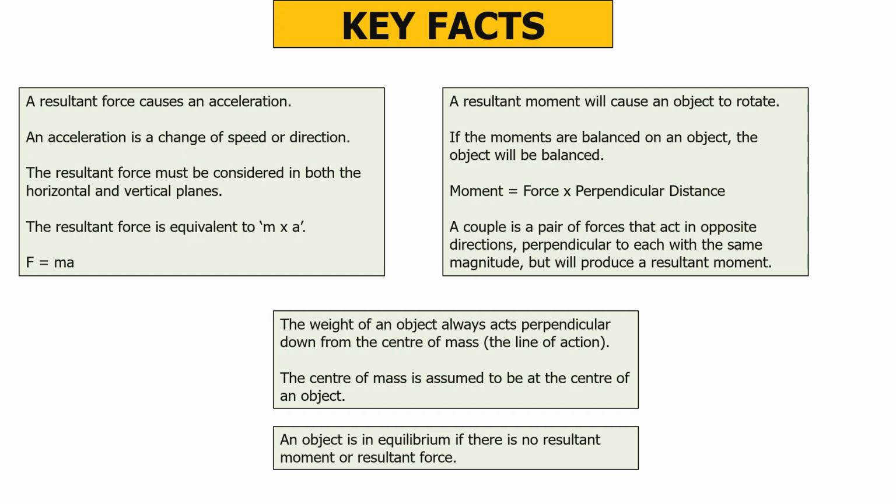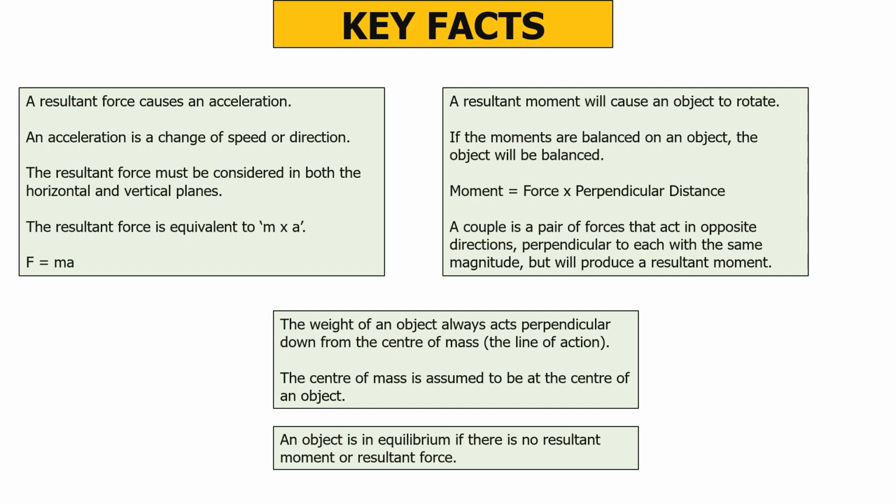We know that a resultant moment will cause an object to rotate. If the moments are balanced on an object, the object will be balanced. A moment is the force times the perpendicular distance, and a couple is a pair of forces that act in opposite directions, perpendicular to each other, with the same magnitude, but will produce a resultant moment. The weight of an object always acts perpendicular down from the centre of mass, which is called the line of action, and the centre of mass is assumed to be at the centre of the object.